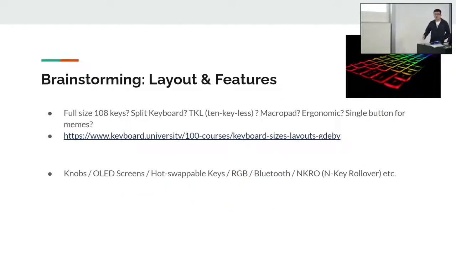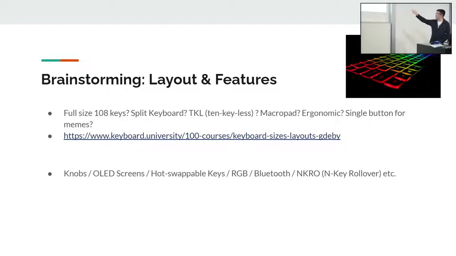Okay, so I guess most of you who have your own mechanical keyboards or are in this field already know about all these different kinds of layouts. So you can head over to this link, Keyboard University. It gives you an idea of almost anything that keyboards look like or feel like nowadays. There are keyboards that are full size, that's the standard one. You have tenkeyless, which lacks your numpad. Macro pads, split keyboards, wireless keyboards, and also all sorts of funky features. Then, of course, you also have your knobs, your OLED screens, hot-swappable keys, RGB, Bluetooth, whatever.